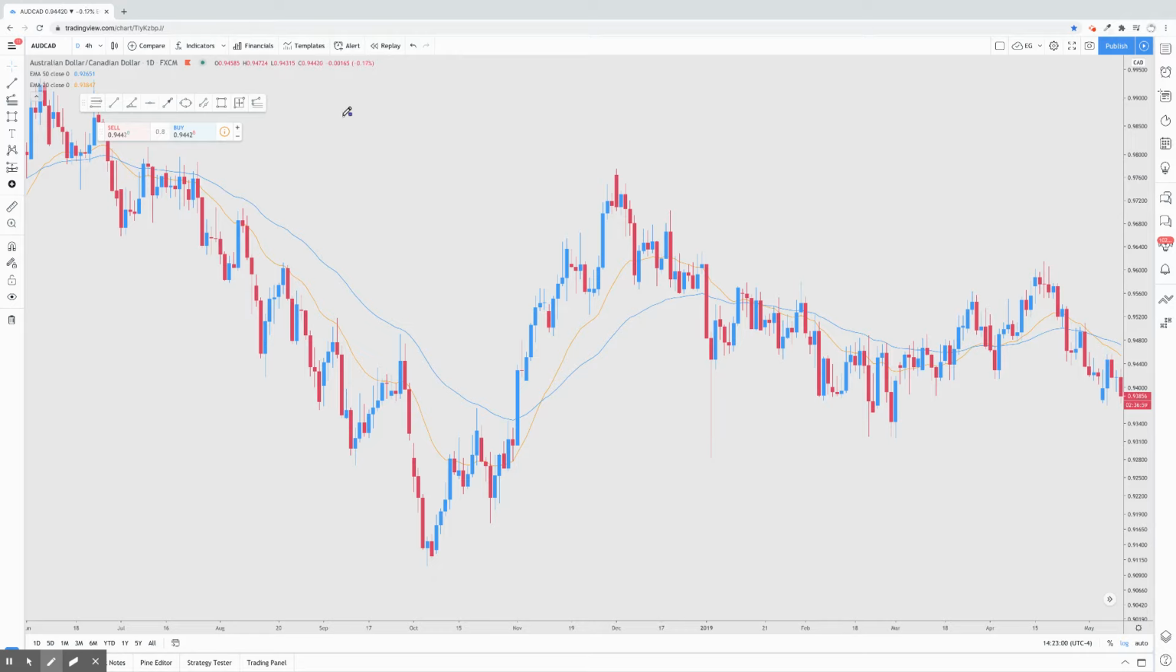Another thing, I like to use the daily time frame. This doesn't work so well on the lower time frame. So if you're a day trader, you're still going to want to use the daily just to plot these areas that we're looking at.